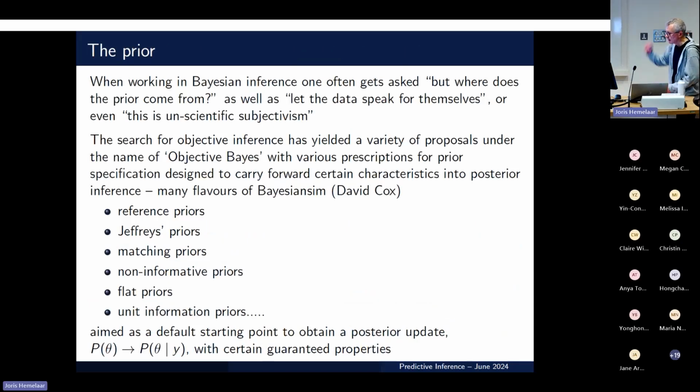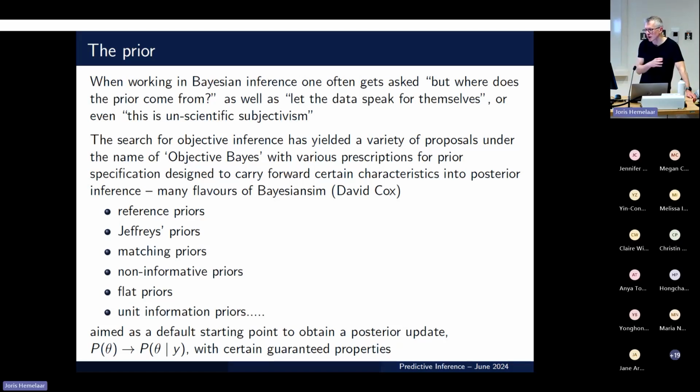So if you work in Bayesian inference, you often get asked, and people often won't think carefully about whether they should do Bayesian inference by thinking about where the prior comes from. You get asked, where does the prior come from? Is it scientific to introduce a prior?